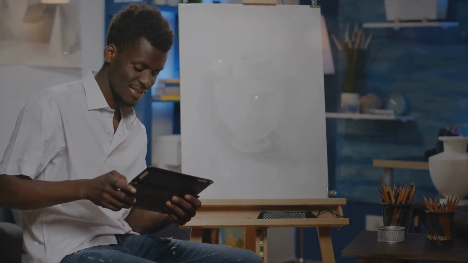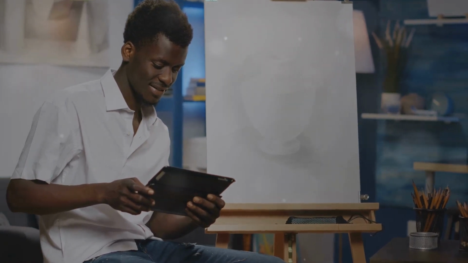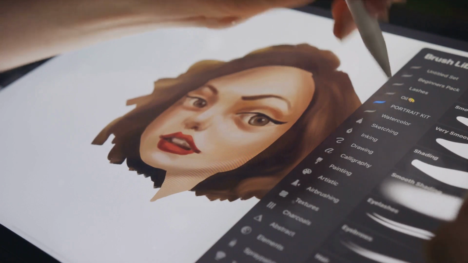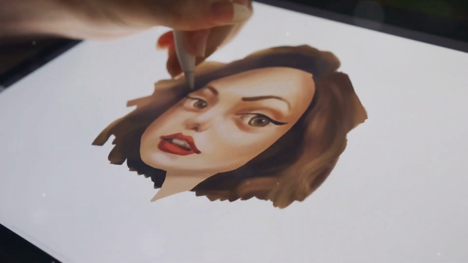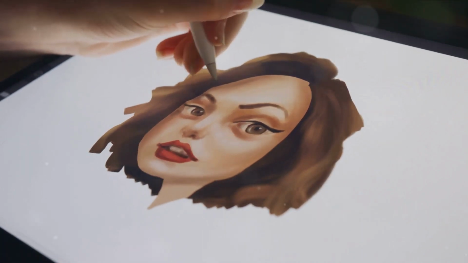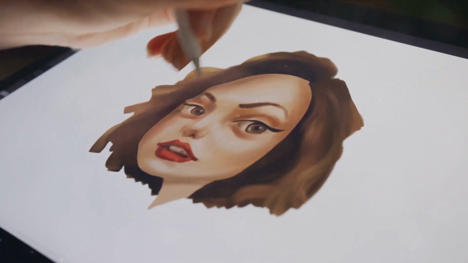It uses a type of neural network called a generative adversarial network, or GAN, to translate images from one domain to another. In this case, from the domain of sketches to the domain of realistic images. It's like having an ultra-talented digital artist at your fingertips, turning your doodles into masterpieces.